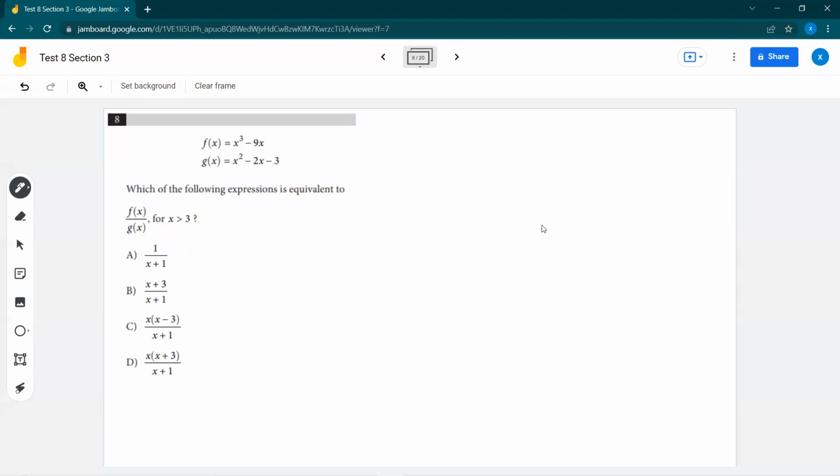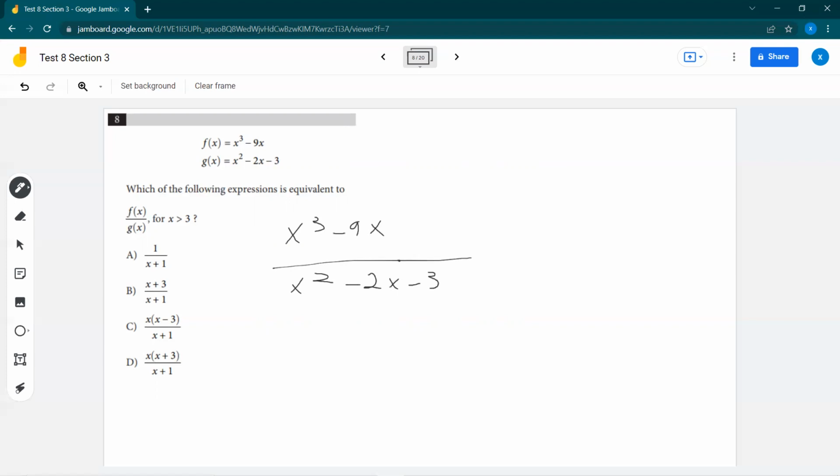Which of the following expressions is equal to this? So we have to divide two functions or simplify them in another manner. Okay, f of x is x cubed minus 9x, that's being divided by this thing here, x squared minus 2x minus 3.